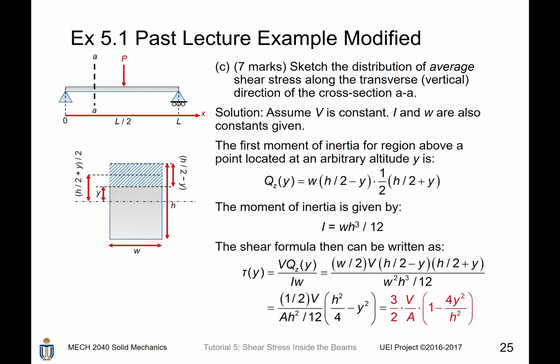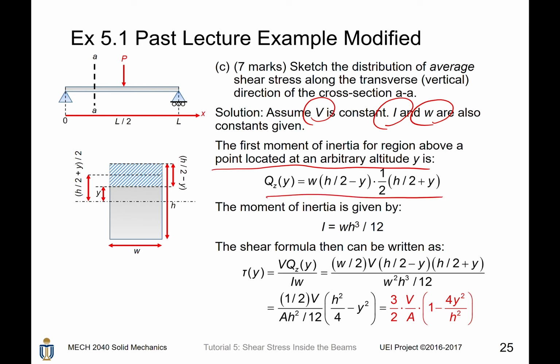Next, we are required to sketch the distribution of average shear stress along the transverse direction of the cross-section AA, which is located at the left half of this beam. Now we have V, I, and w all constant. Then the first moment of area of a region above a point located at an arbitrary altitude y is given by this. So how can we get that?